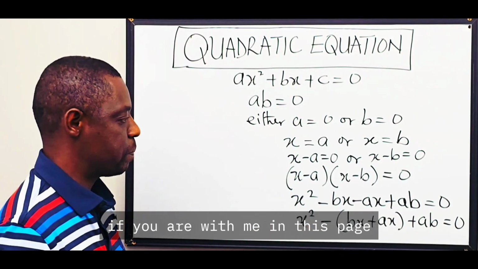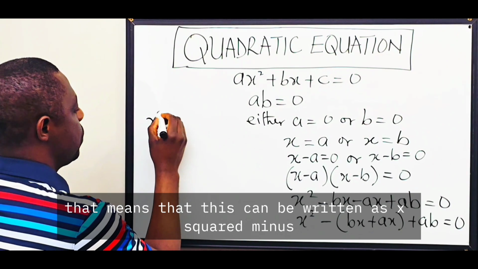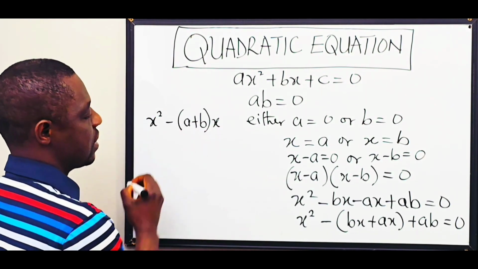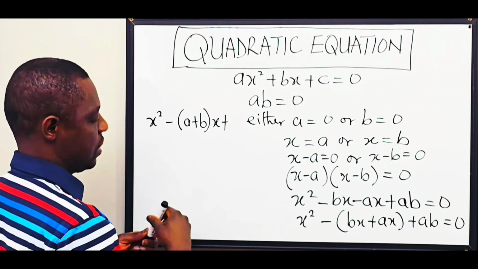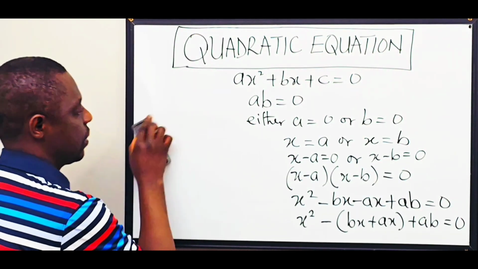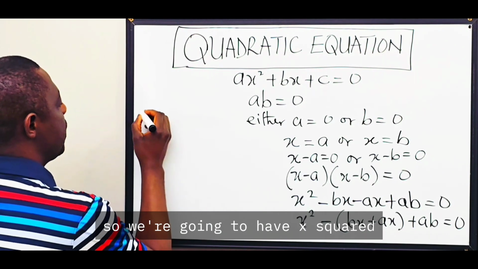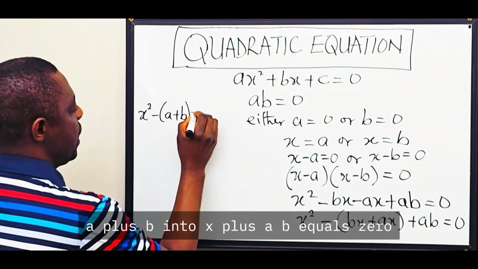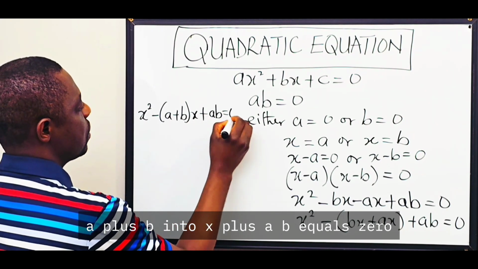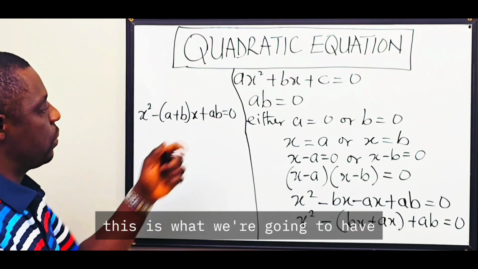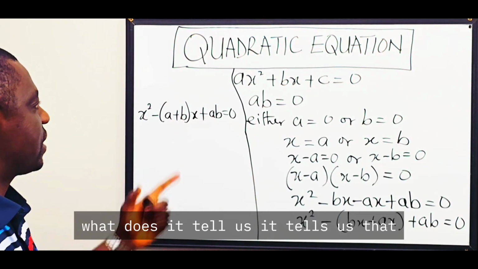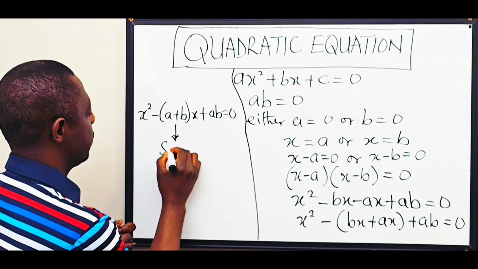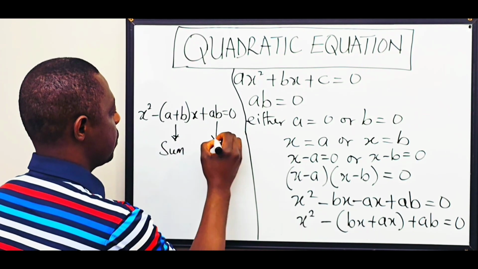If you are with me on this page, this can be written as x squared minus a plus b, multiplied by x, plus ab equals 0. This is what we are going to have. What does it tell us? It tells us that a plus b is the sum and ab is the product.